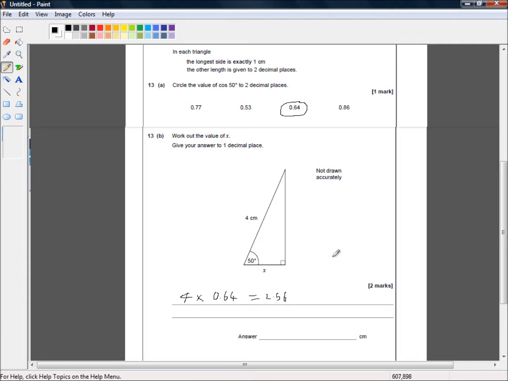The other way to do it is to try and multiply it out longhand, or just do 2 times 0.6 plus 2 times 0.04 and add them together. That's another way to do it. And then repeat the process to get the 2.56. But the question asks us to give your answer to 1 decimal place. So to 1 decimal place, that's 2.6 centimetres.